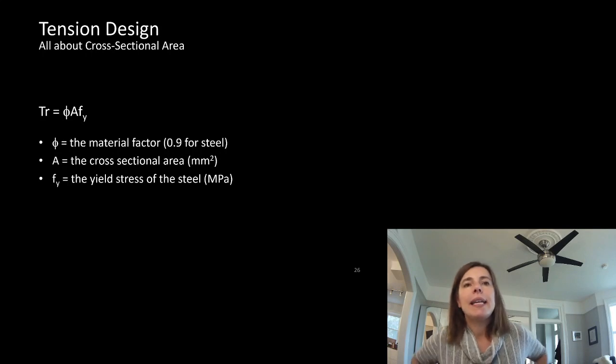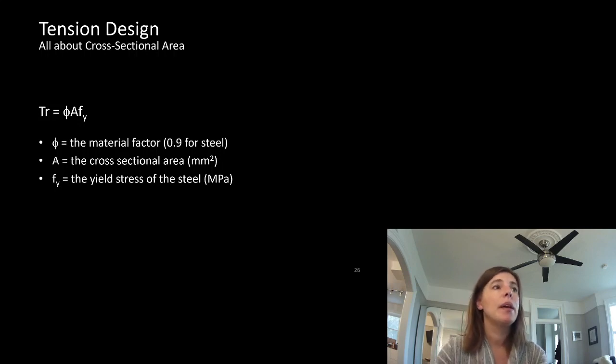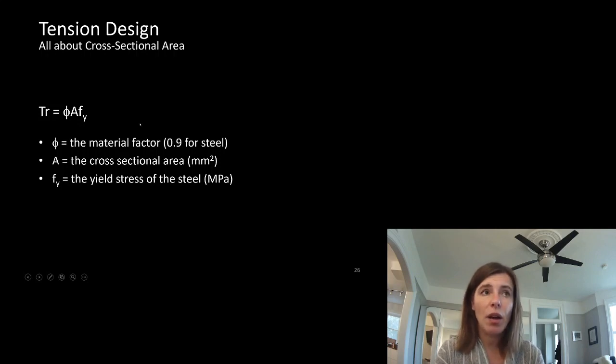So let's look at tension design of an element. So now we can start to put all of these things together. So the tensile capacity, or the tensile resistance of a member, equals our reduction factor times our area times our yield stress. So this is an axial load.